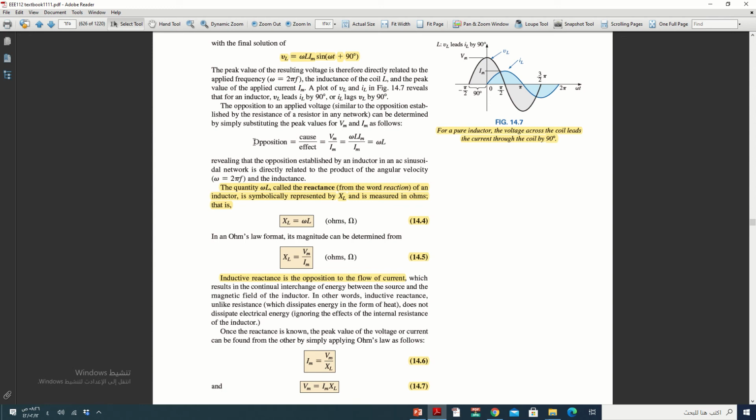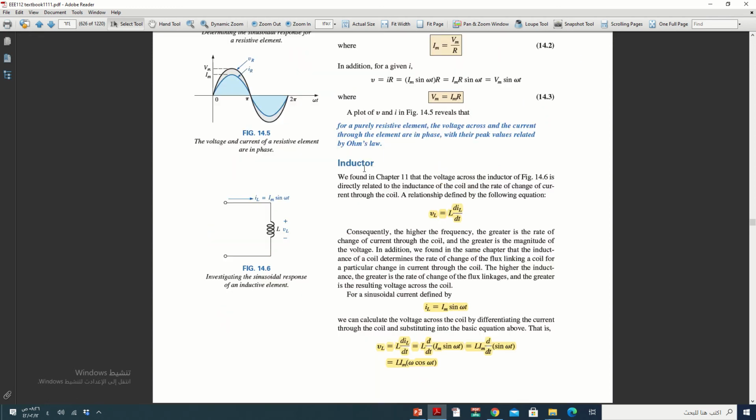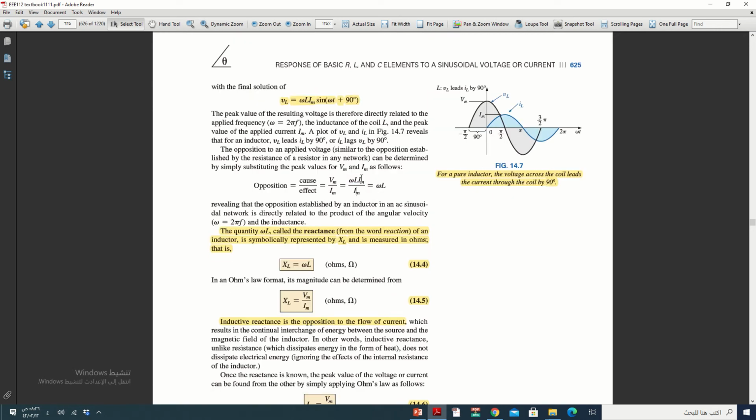To find the opposition, like for a resistor, we need to divide the voltage over the current. Here the voltage has the constant omega L Im, and for the current, the peak is only Im. Dividing by Im, Im cancels with Im. What's the remaining? Omega L. This is the opposition of the inductor.